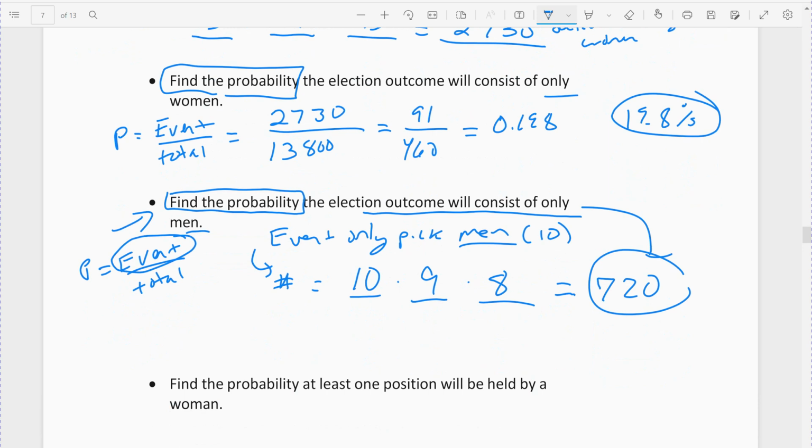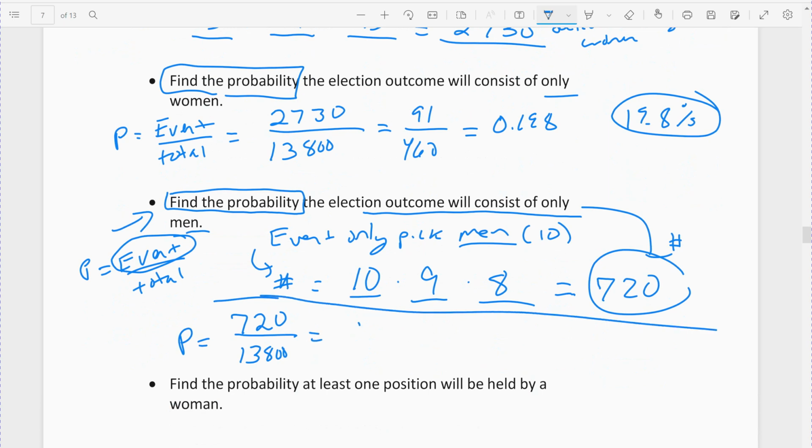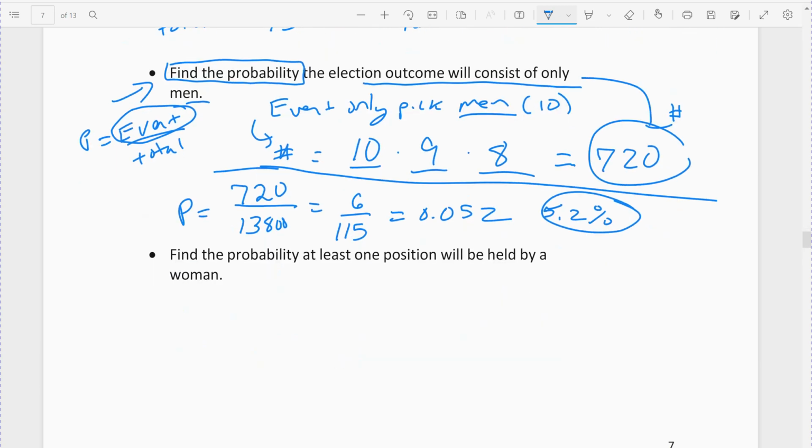That's not the answer. That's just the number. To find the probability, we take the 720 in our event divided by our total, which is our 13,800. And so that fraction comes out to be 6 over 115, or 0.052, or 5.2% chance, depending on how the question is asked. All right, so that one we had to find the event and then divide by the total.